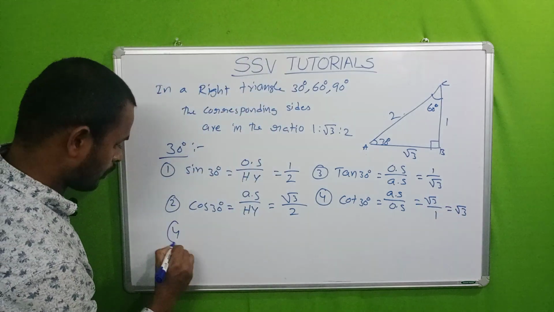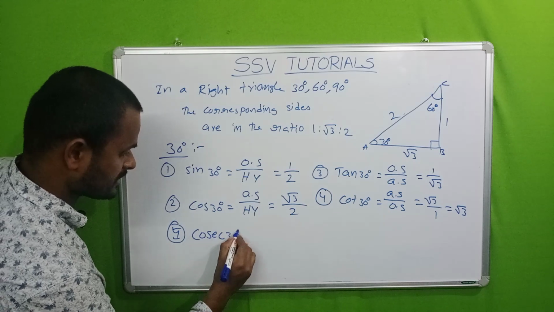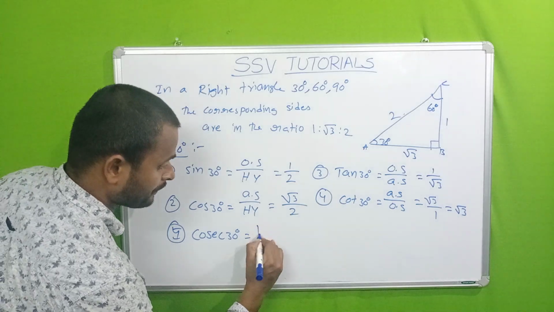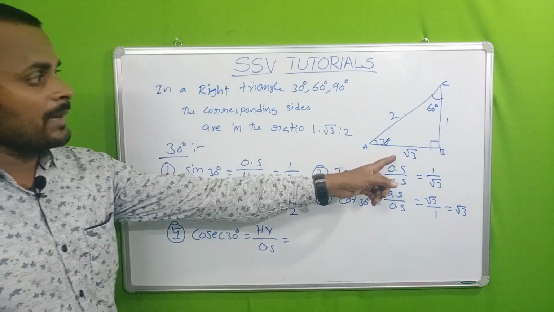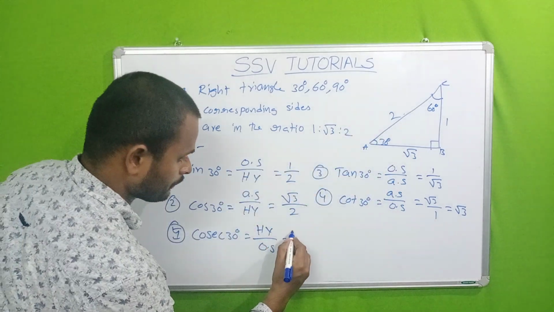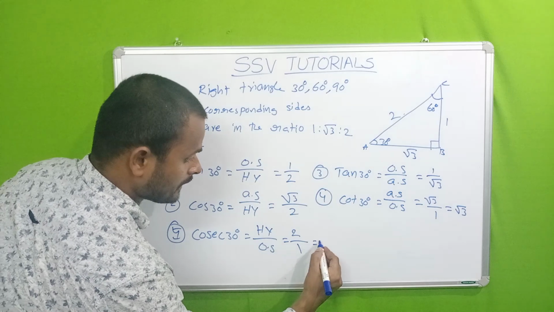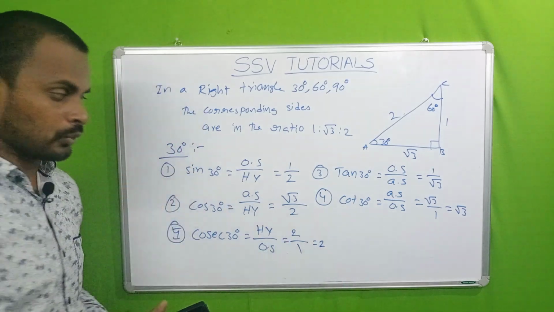And cosecant theta, meaning cosecant 30 degrees. What is the formula of cosecant? Hypotenuse by opposite side. What is the hypotenuse here? 2. And the opposite side? 1. So 2 by 1 is equal to 2. So cosecant 30 degrees is equal to 2.